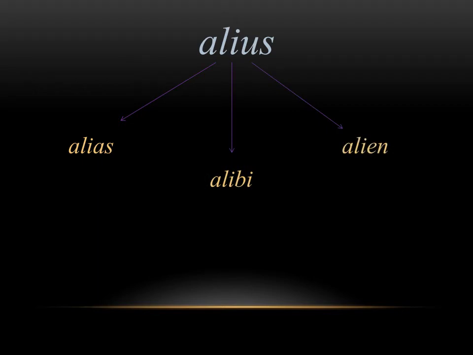And if you think about their definitions, all three of these words mean another or something other than our own. So if you think of an alien, that's someone who's different from you. If you think of an alias, it's another name that you use to try to hide from the police, for instance. Again, they all come back to this word for other or another.